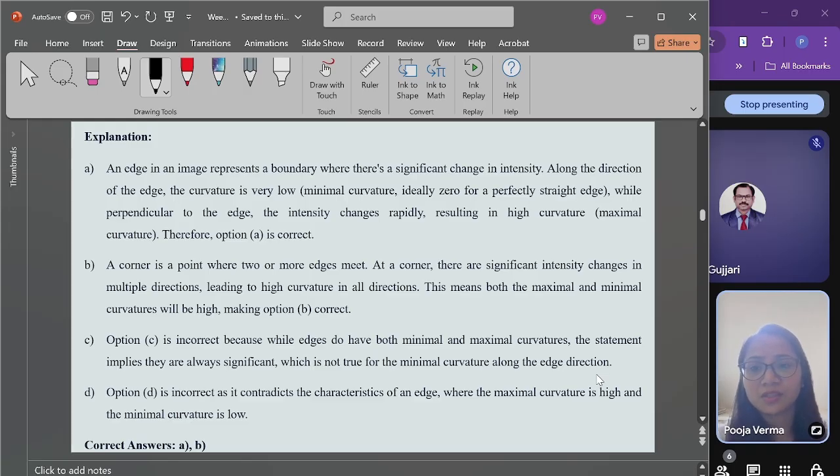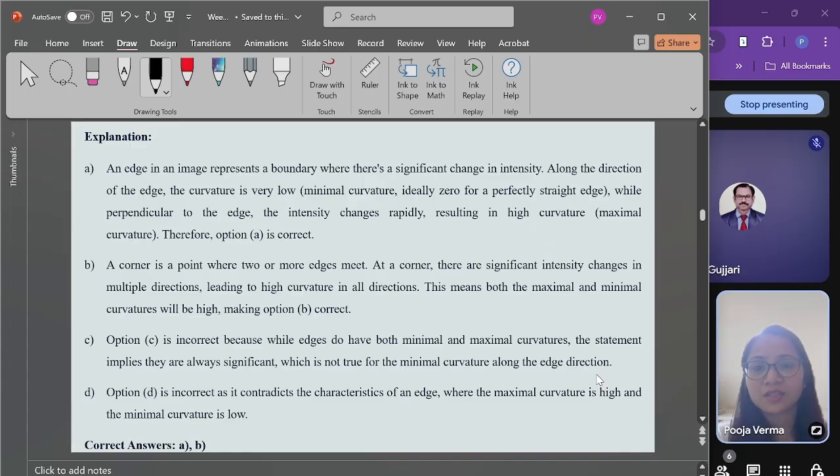And the next option is option B. A corner is a point where two or more edges meet, right? So at a corner, there is a significant intensity change in multiple directions, leading to high curvature in all the directions. That means both the maximal and minimal curvature will be high. So that makes option B a correct one too.